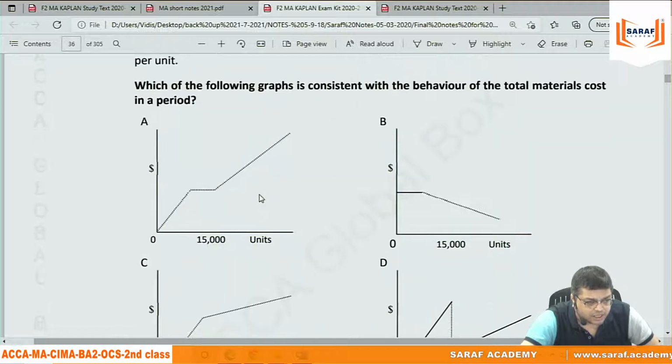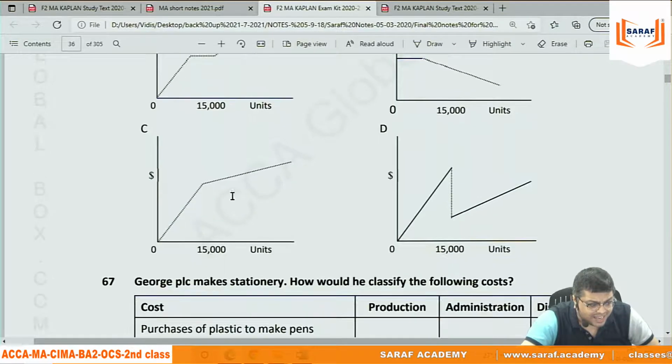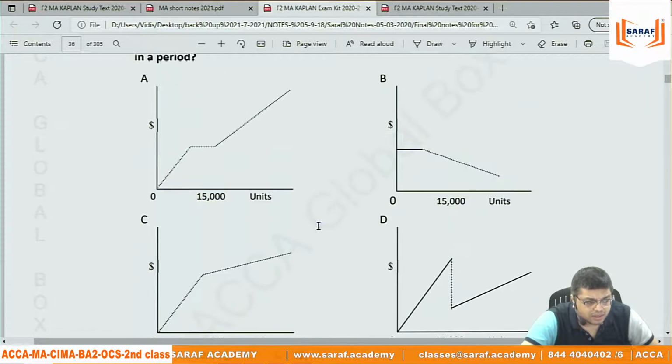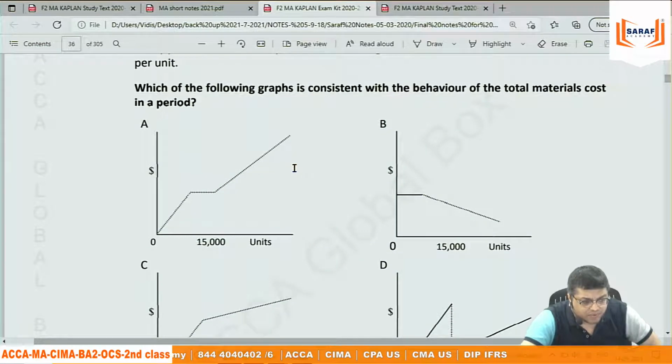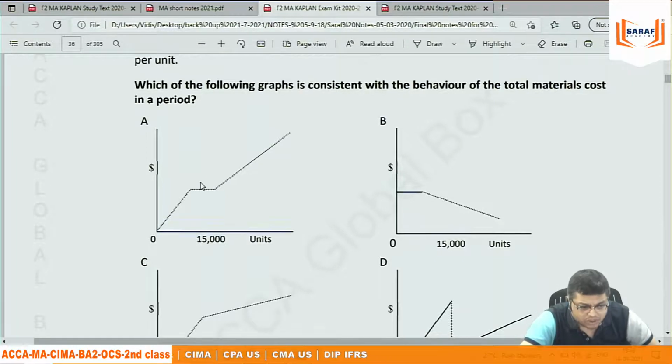Now the question is, in A and C, what is the difference? And in D, what is the difference? In A, there is a fixed portion also. First variable, then fixed, then again variable. Are they saying that after 15,000 there is a fixed cost? Are they saying that? So A is gone at the outset.